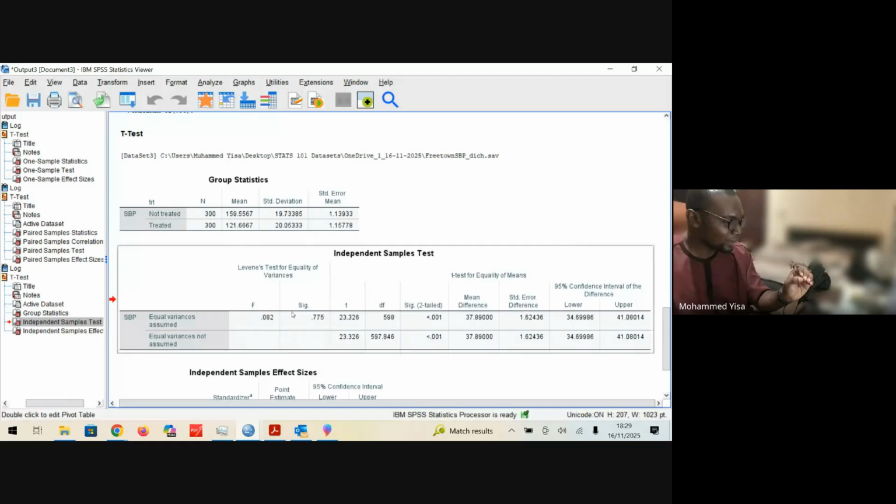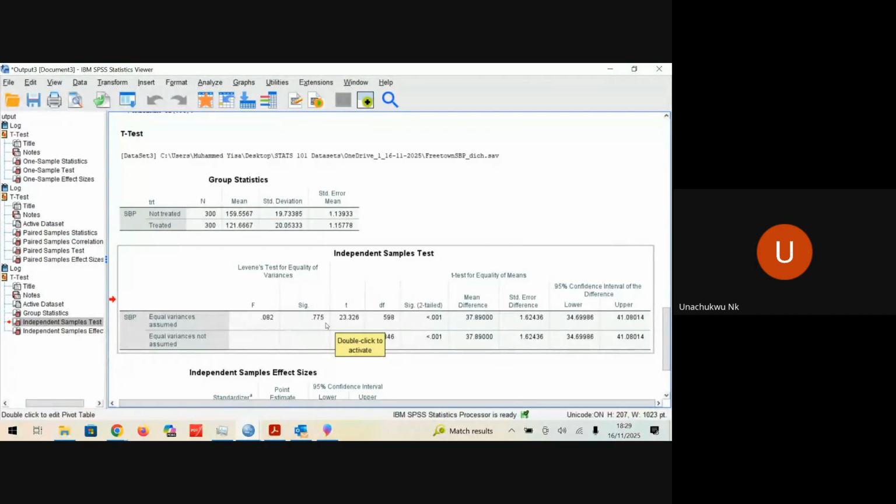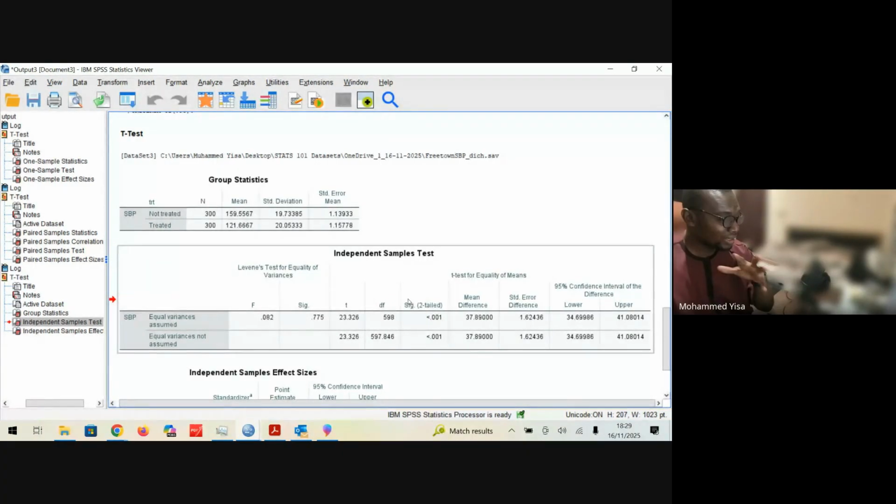So don't think too hard about it. Whenever you come to a test of equality of variances, just check to see that your p-value is not significant, then you are good to go. So we come to our t-test proper. The t statistic for this test is 23.3. Like I said, I'm not giving too much weight to that. Let's come to the mean difference.